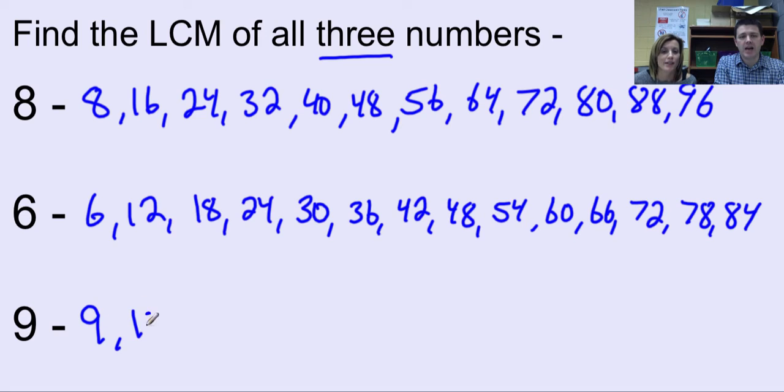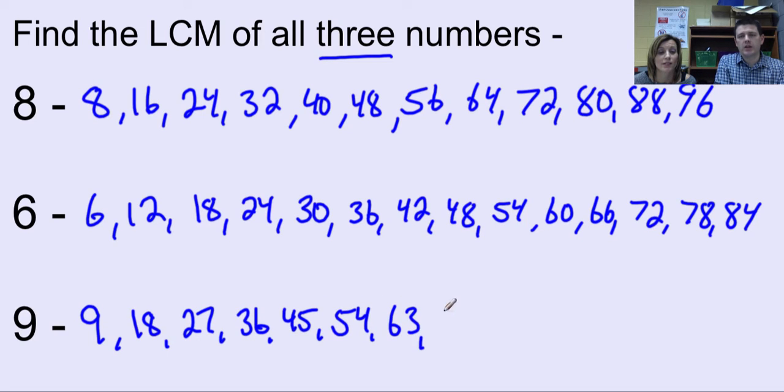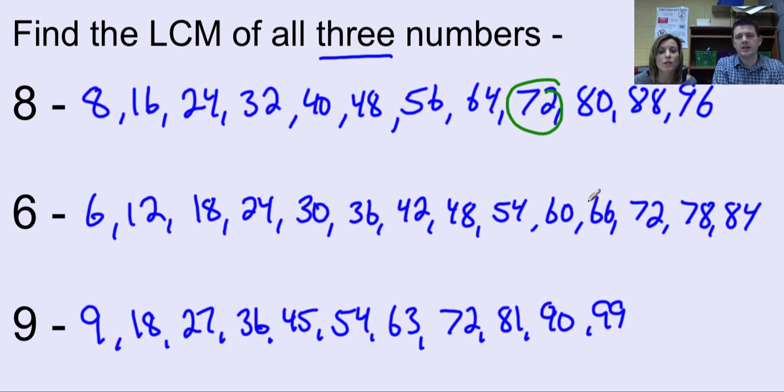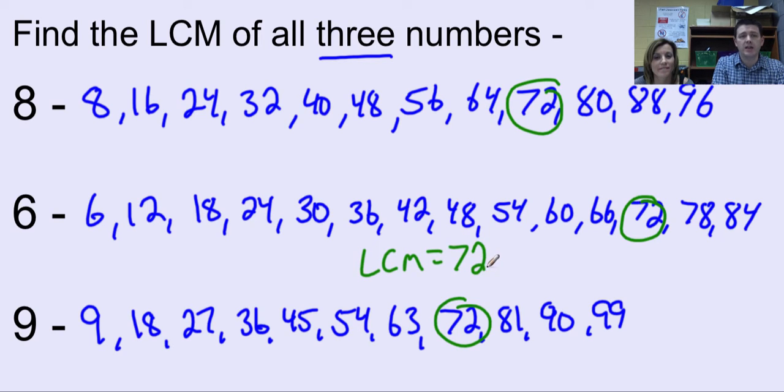Last is our 9. So 9, 18, 27, 36, 45, 54, 63, 72, 81, 90, 99 if you want to keep showing off. And now it's time to sort through our lists and find what they have in common. 72. I see a 72. 72 is the smallest number that shows up in all 3 lists. It's the smallest number that I can make with an 8, with a 6, and with a 9. They all go into that number together. So yes, sometimes you're going to have to go larger than times 12.